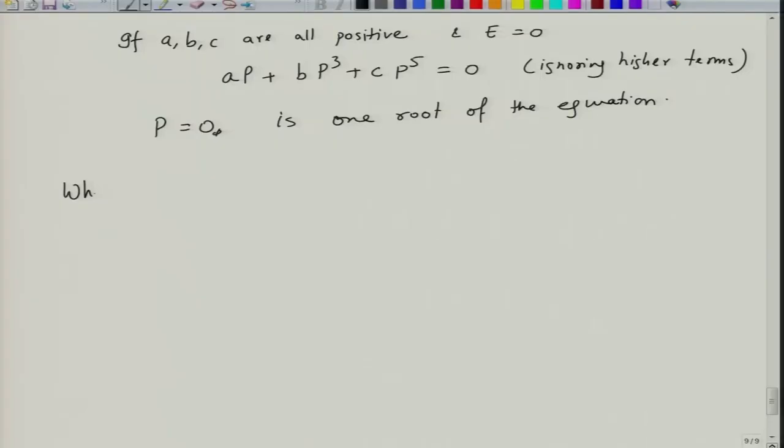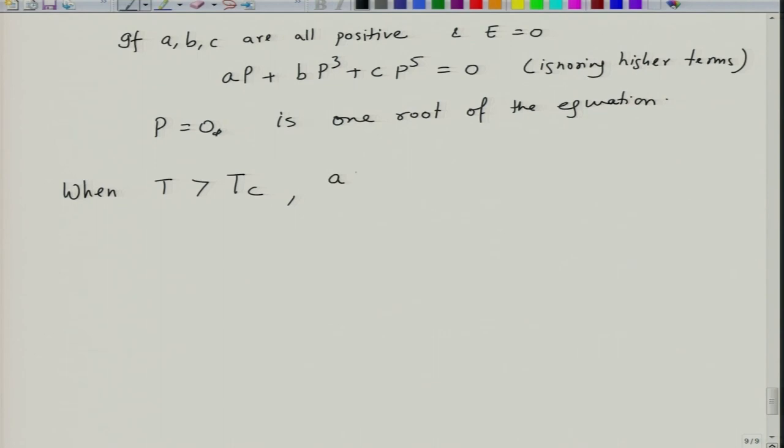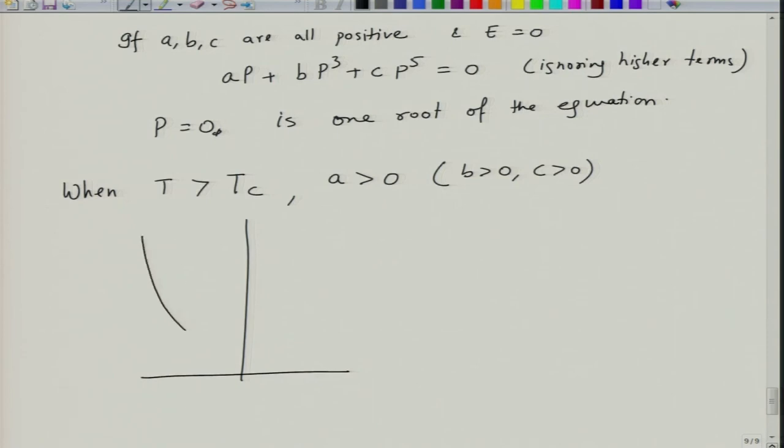So basically we can say that, now when are these conditions met? These conditions, A, B, C positive, are met when T is greater than a critical temperature TC, and A is greater than 0, simultaneously B is greater than 0, C is greater than 0. In that case the free energy shows, so this is G versus P. So at P is equal to 0, we have a free energy minimum.